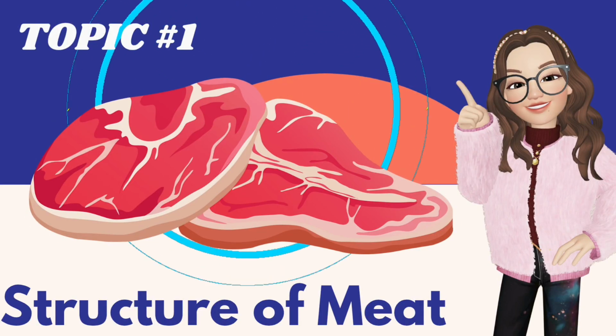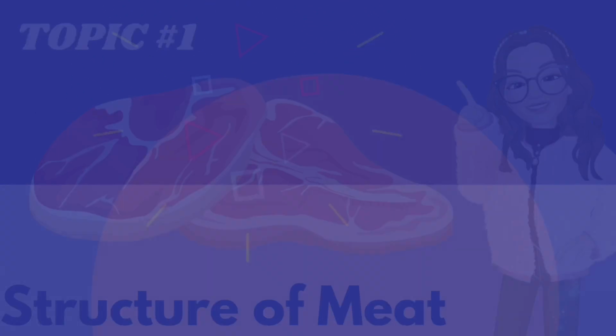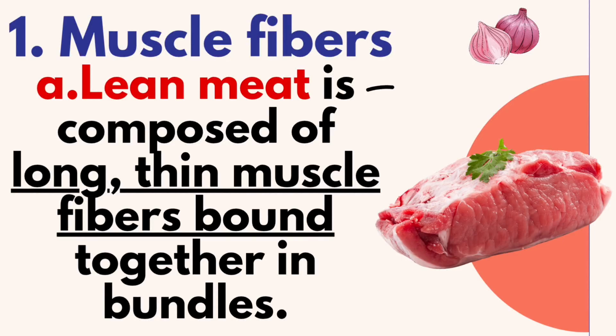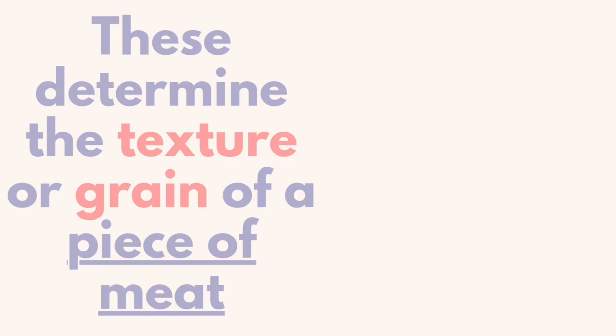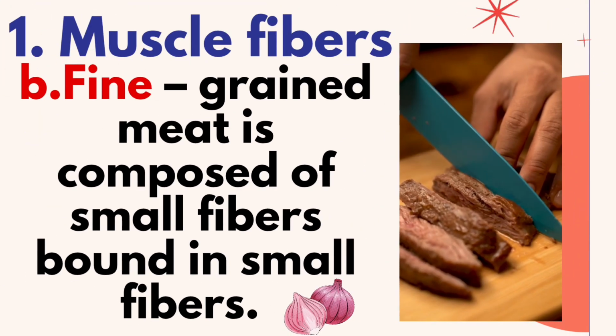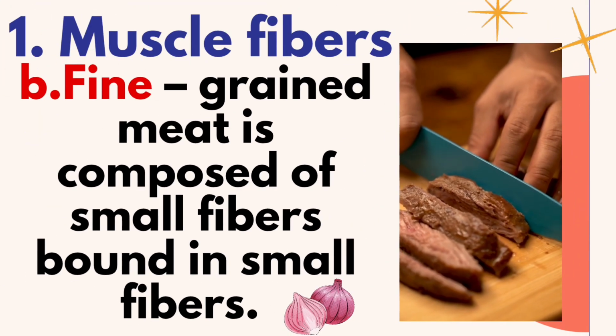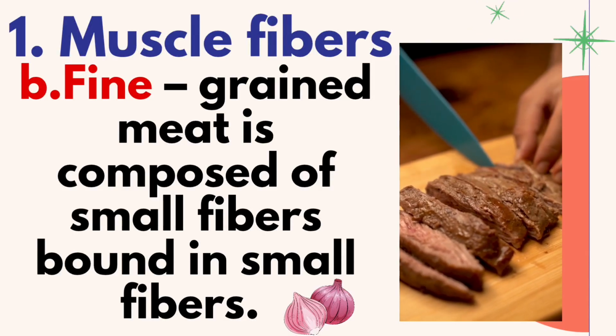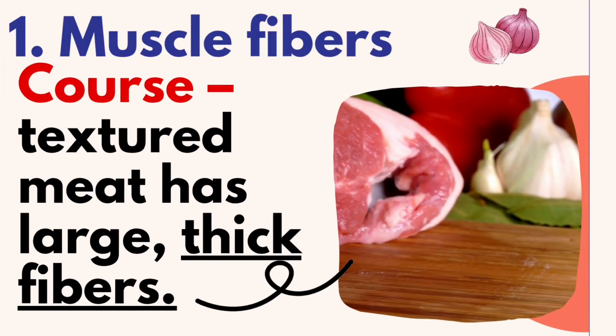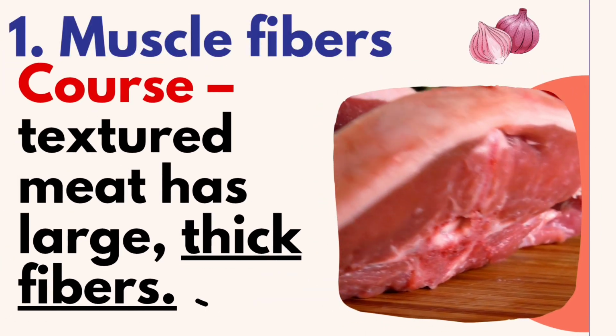Topic 1. Structure of meat. 1. Muscle fibers. A lean meat is composed of long, thin muscle fibers bound together in bundles. These determine the texture or grain of a piece of meat. A. Fine-grained meat is composed of small fibers bound in small bundles. B. Coarse-textured meat has large, thick fibers.